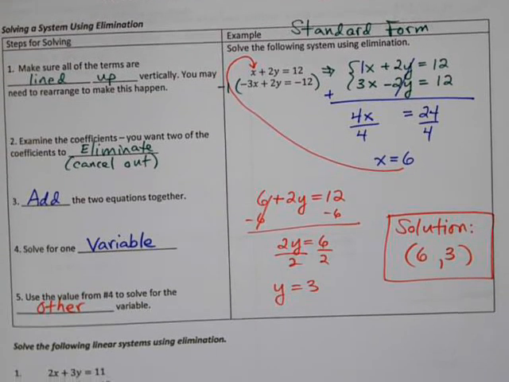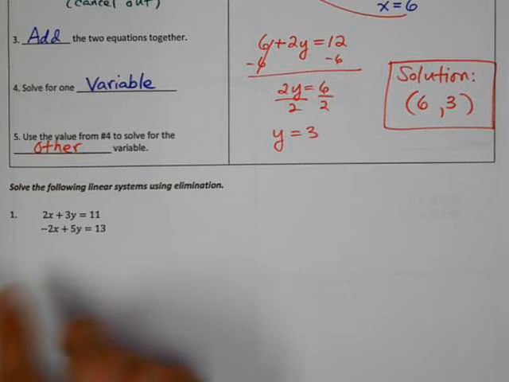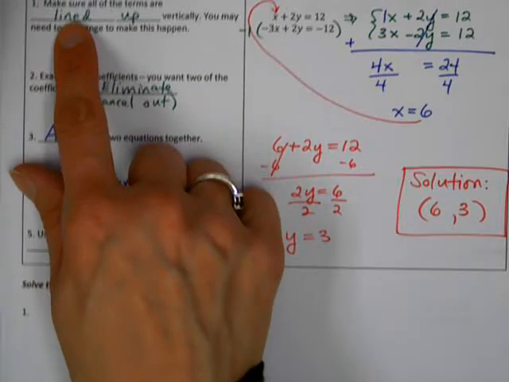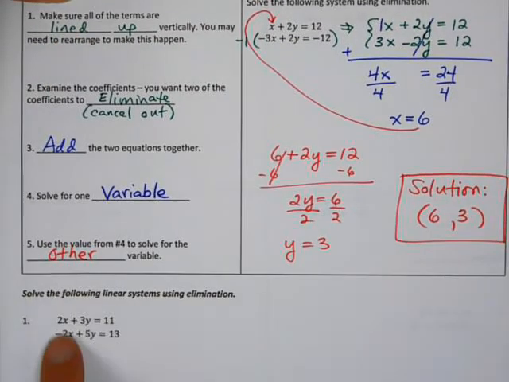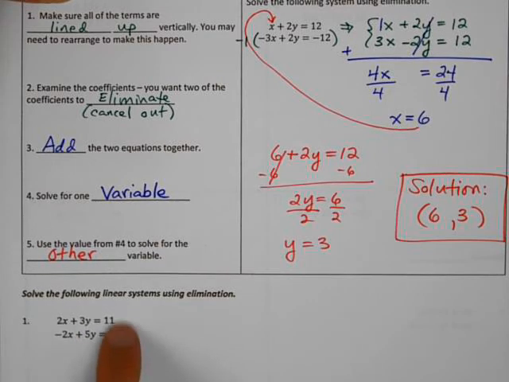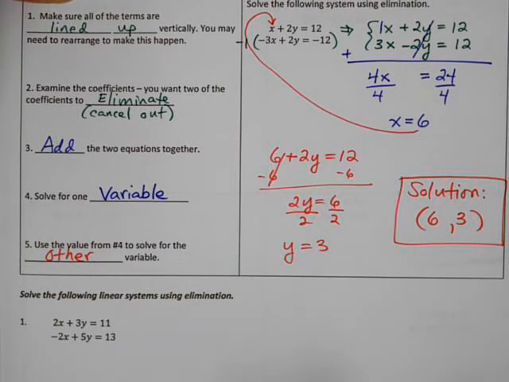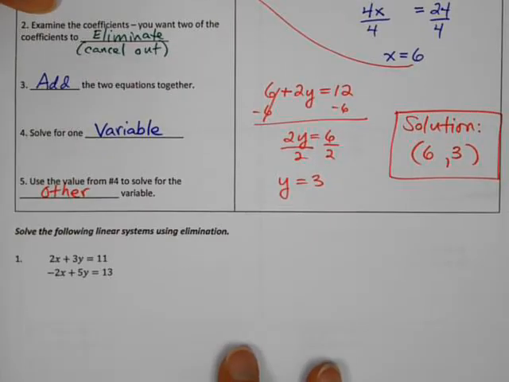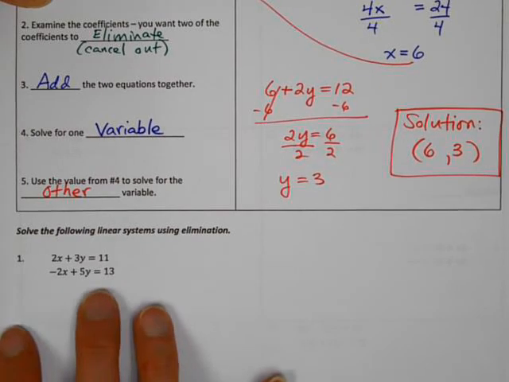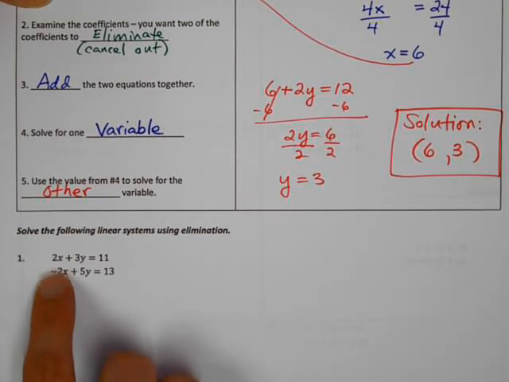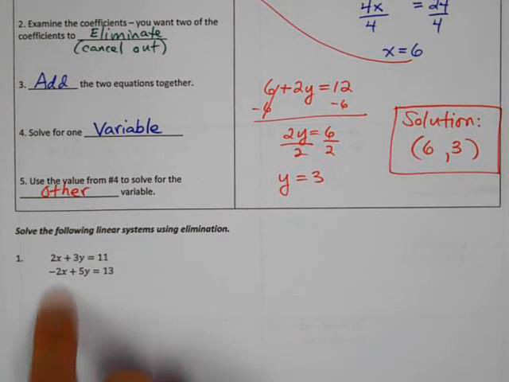All right, let's do it again. We'll use these steps. Number 1, make sure all the terms are lined up. I see x's, then y's, then equal sign, then number. Everything is lined up. It's arranged the way I need it to be. Step 2, does anything eliminate? Do the x's cancel out the way they are? They do. Well, great.